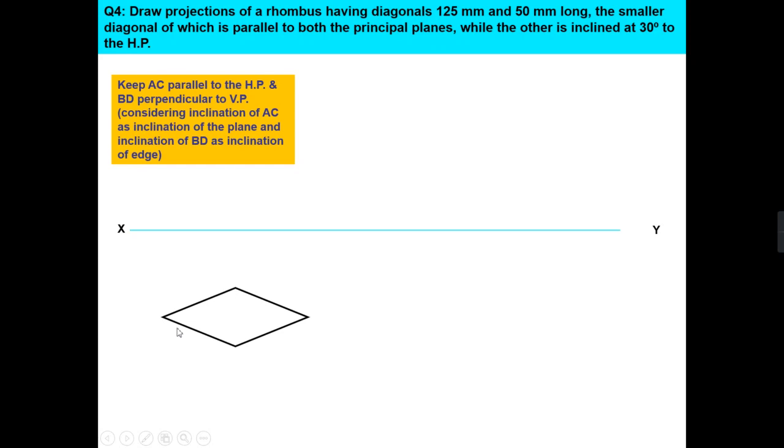So this is how first I will draw the rhombus. This should have a diagonal of 125 mm, and this is the diagonal that has a length of 50 mm. Then I will get the front view of the rhombus. Then I will incline this line at 30 degrees so that your diagonal AC will be at a 30 degree angle from the HP.